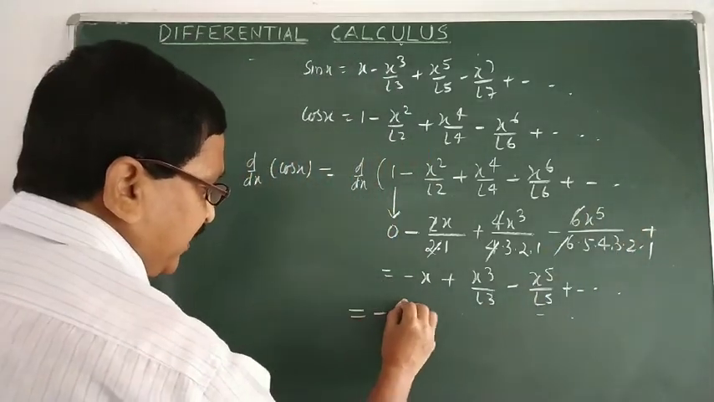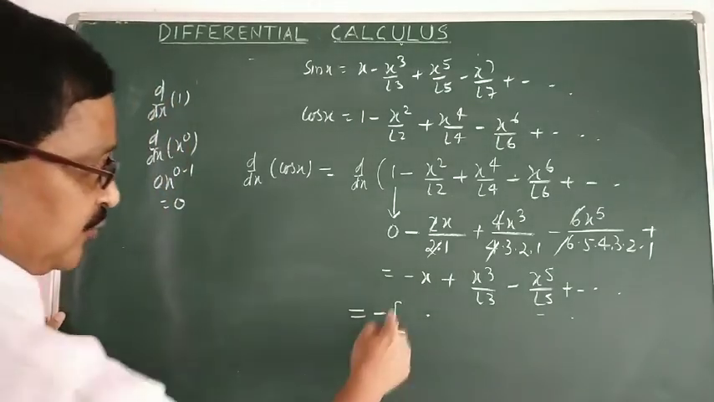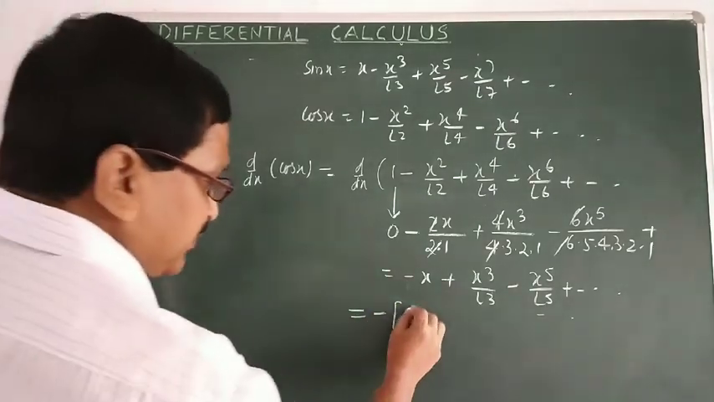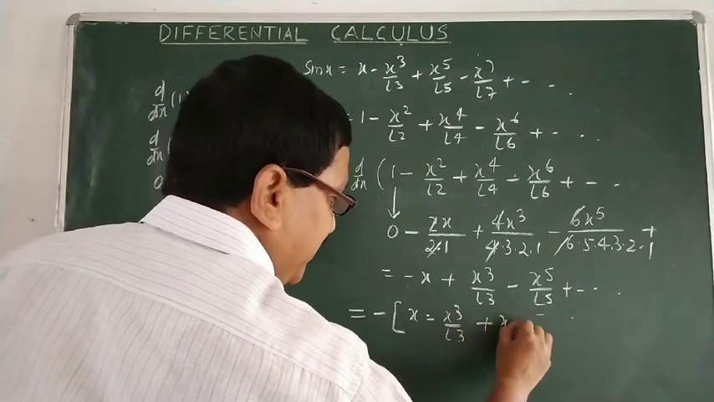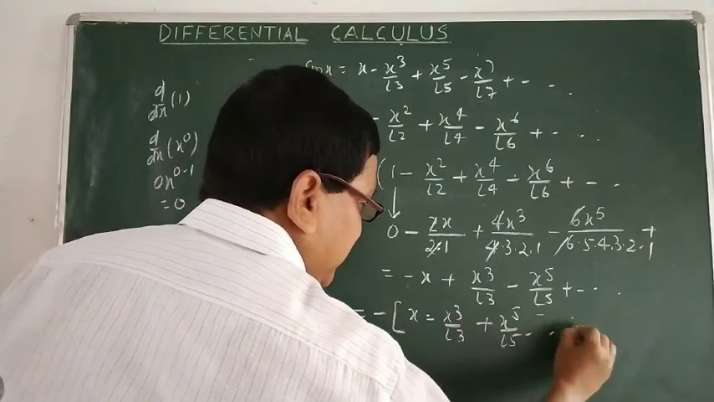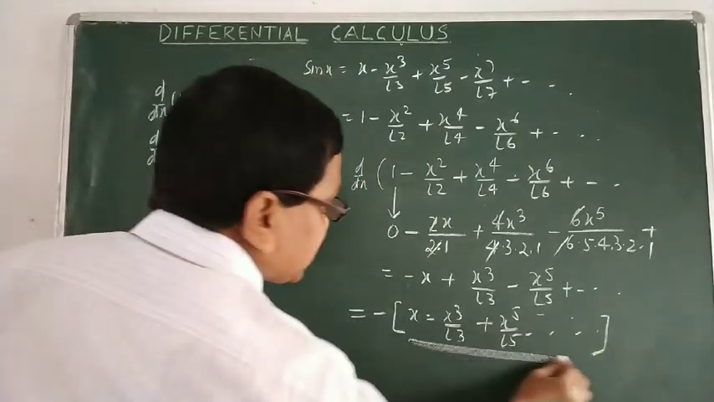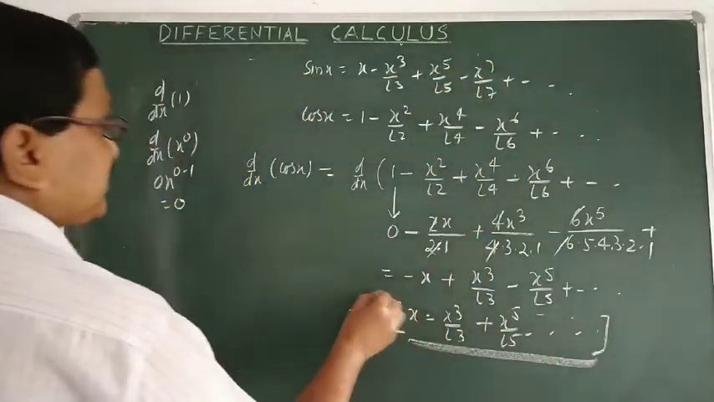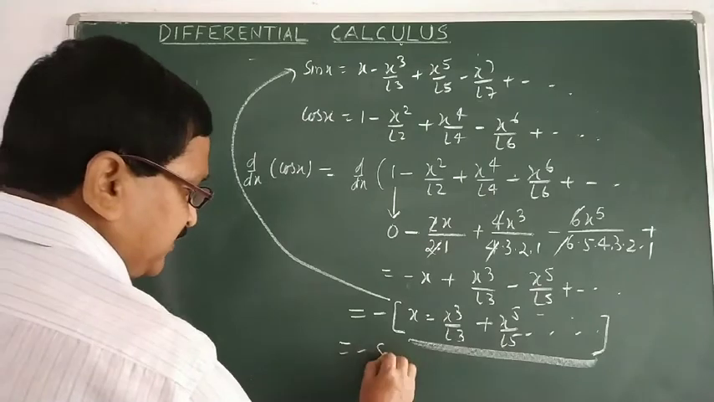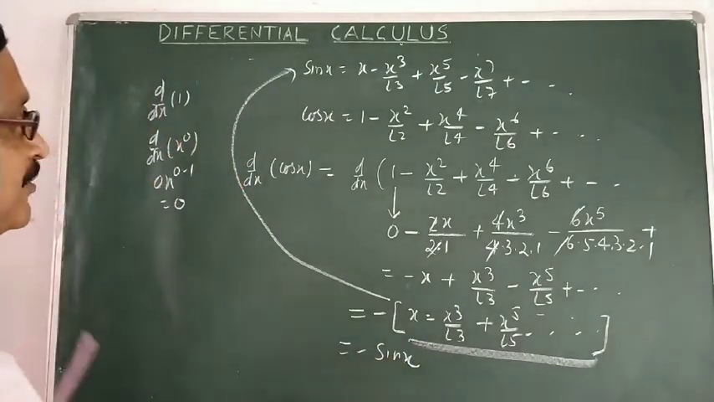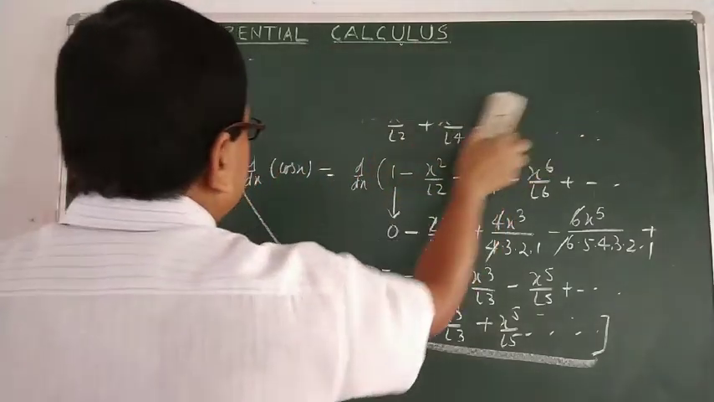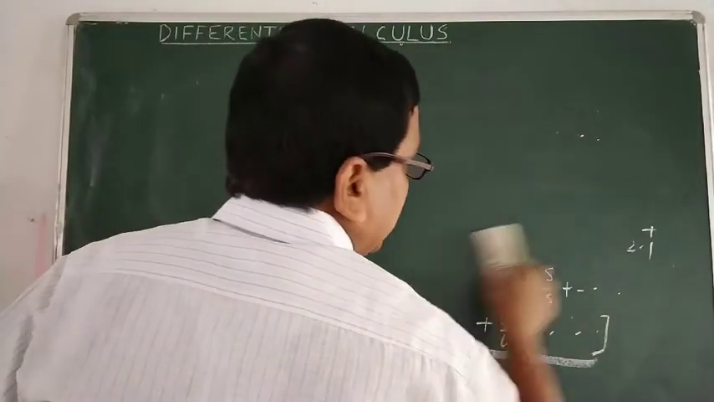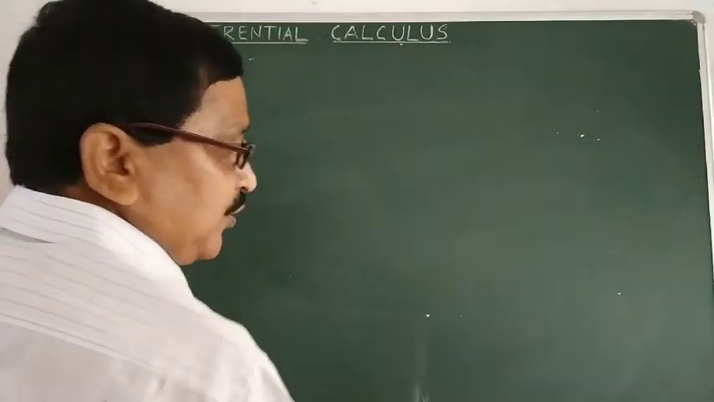Take minus common. Since the starting term is negative, we get x minus x cube by factorial 3 plus x to the power 5 by factorial 5 minus and so on. So this is your sin x plus c. This is sin x, so this is minus sin x. So d by dx of cos x is minus sin x. So successfully I have given the proof of e to the power x, sin x and cos x.